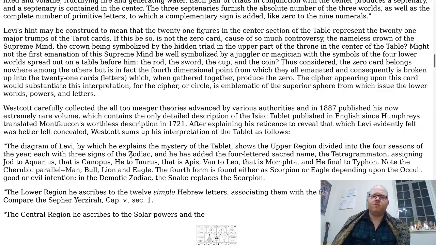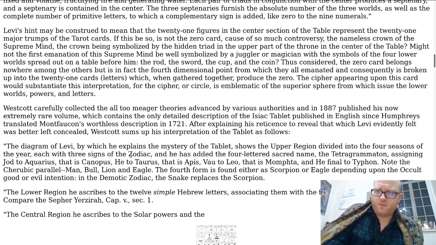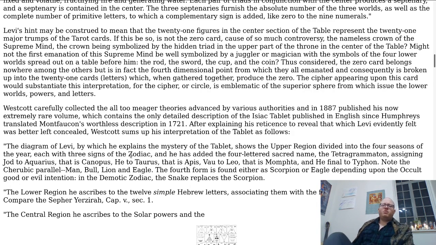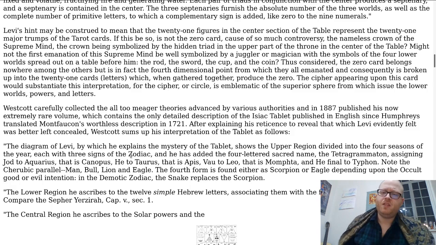Thus considered, the zero card belongs nowhere among the others, but is in fact the fourth dimensional point from which they all emanated, and consequently is broken up into the 21 cards, letters, which when gathered together produce the zero. This is the letter Aleph.